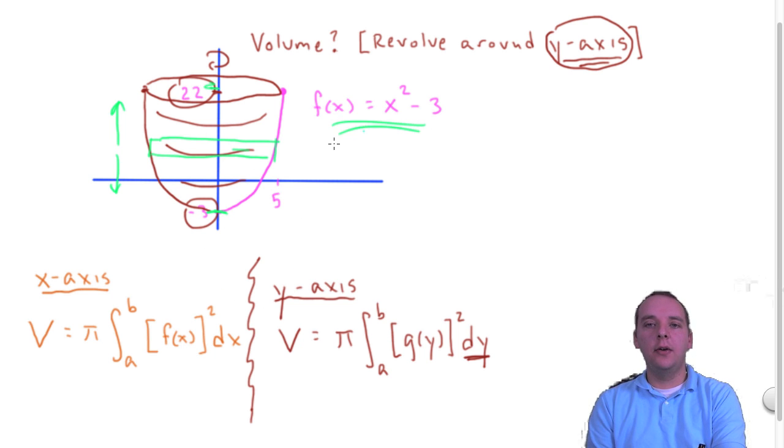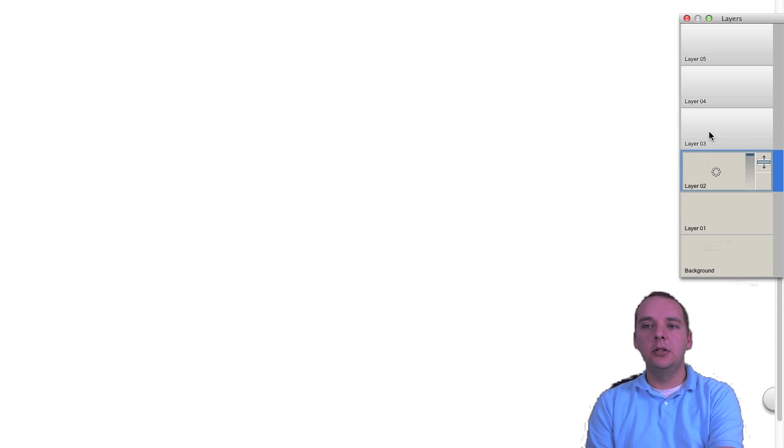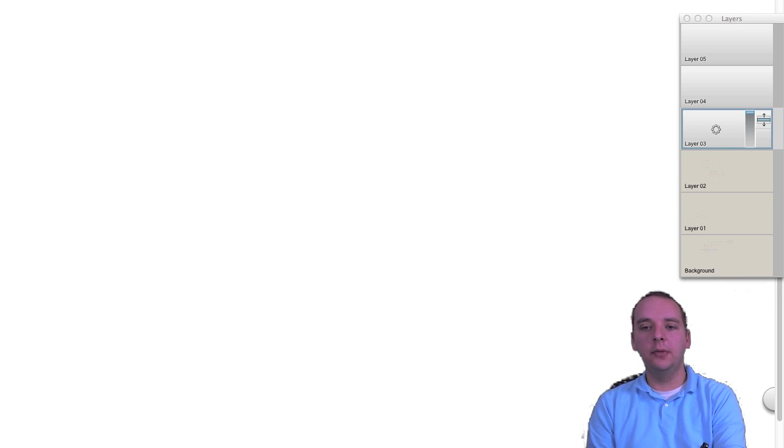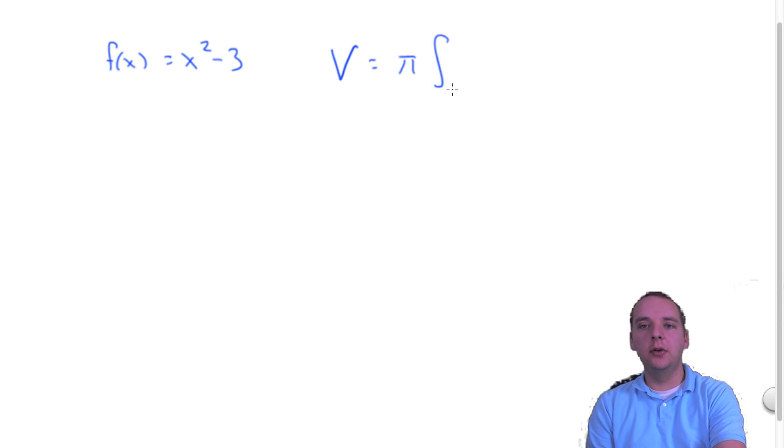Okay, so here we go. Our function is x squared minus 3, and we're going to use this formula here. Give me just a second. I'm going to hide a couple of these layers so we can draw on a fresh layer here. All right, get us a color. Okay, and here we go. So our function was x squared minus 3. And the disk method formula we'll be using is the integral from a to b of quantity g of y squared dy. So we just basically have to fill in the blanks.